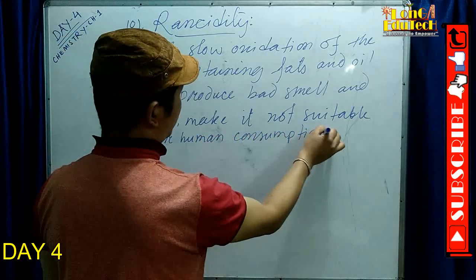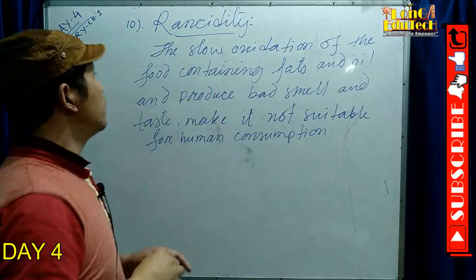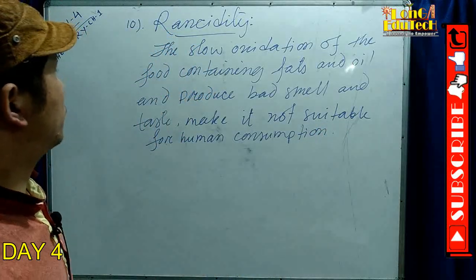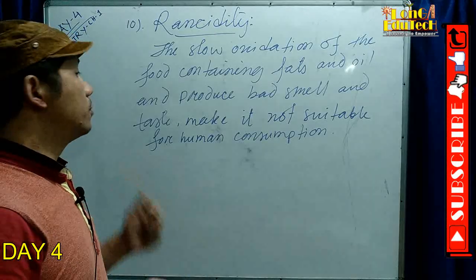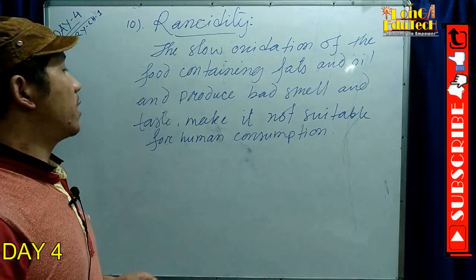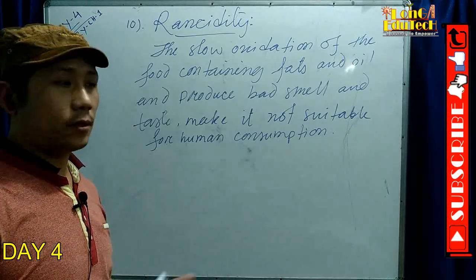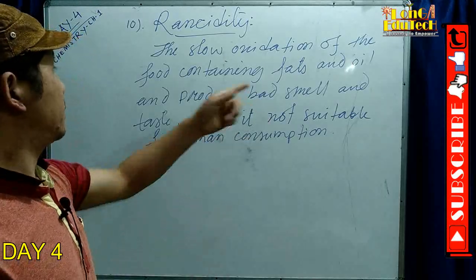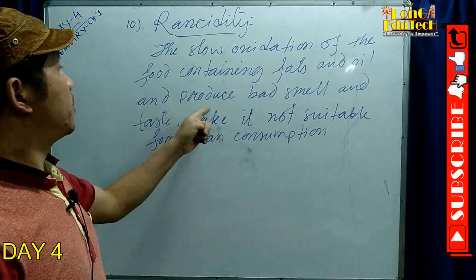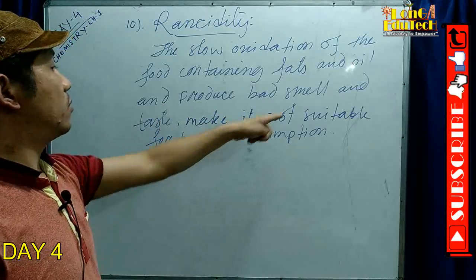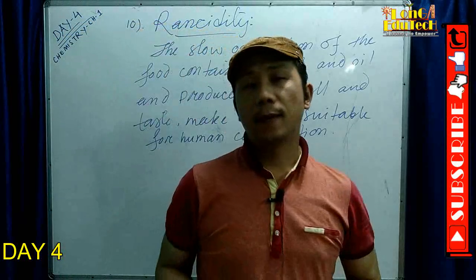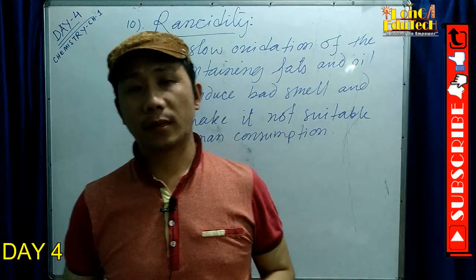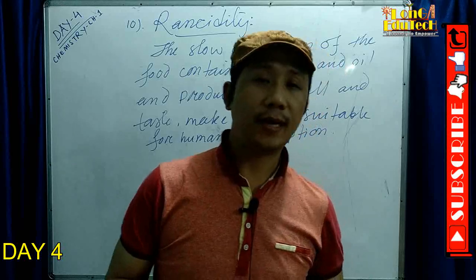I make it a little bit longer here. Just simply you can write: the slow oxidation of foods containing fat and oil makes it unfit for human consumption. That's also fine. But I add here: and produces a bad smell and taste and makes it not suitable for human consumption. You can write in any English, but the points should be touched. That is very important in science.